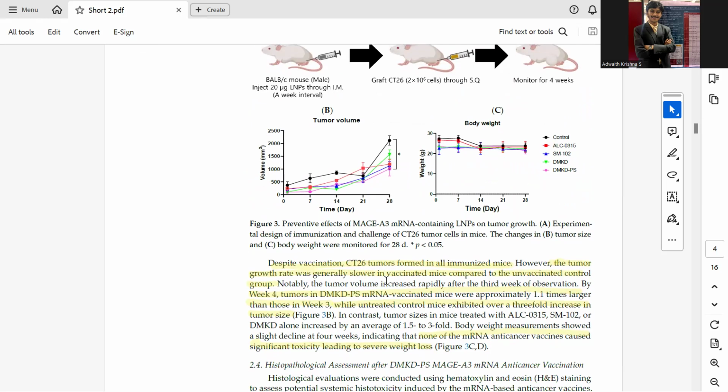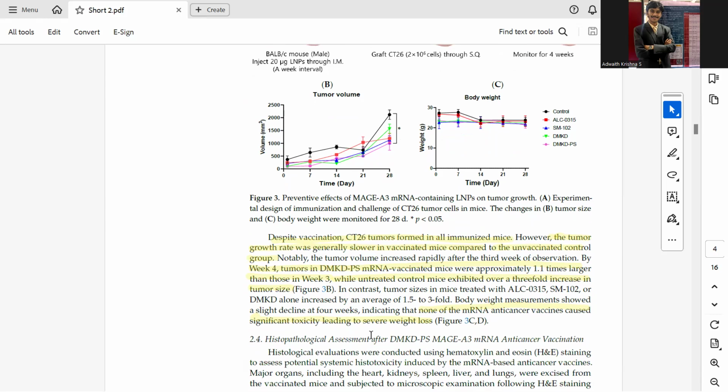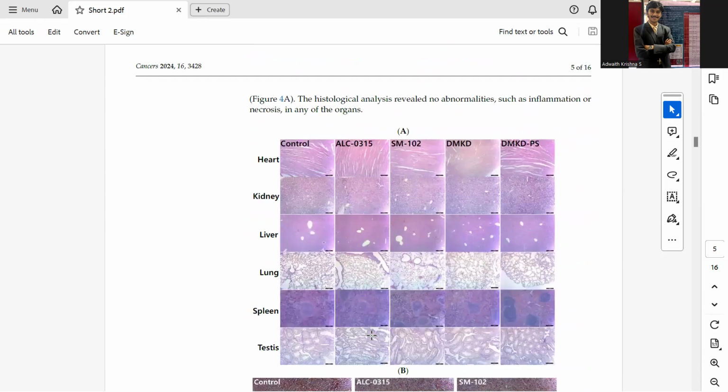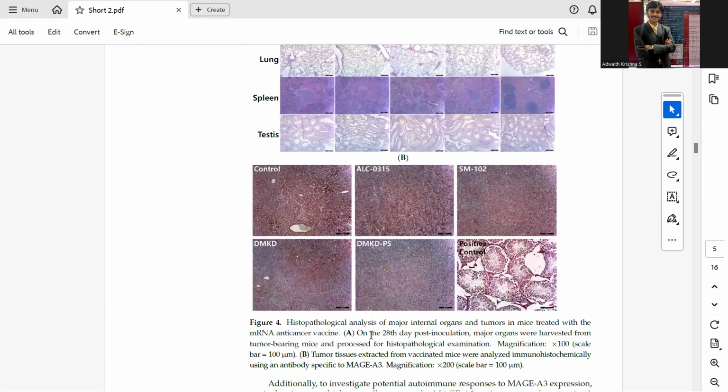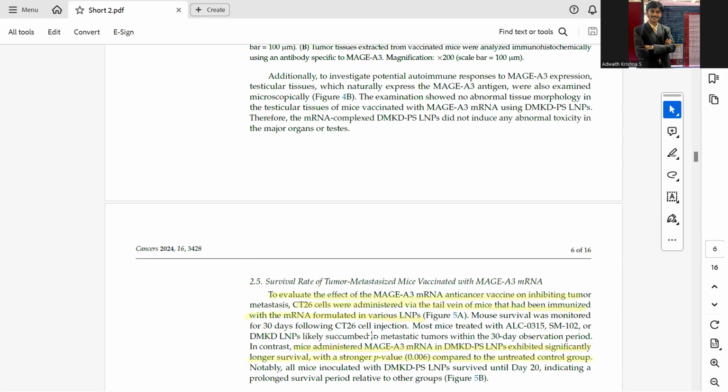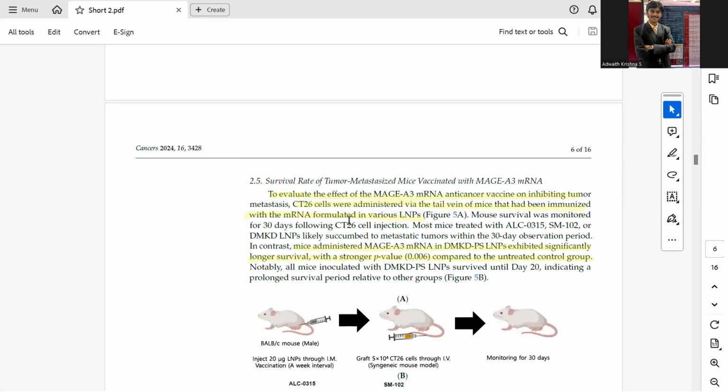By week 4, tumors in DMKD PS mRNA vaccinated mice were approximately 1.1 times larger than in week 3. But in untreated control mice, there was a threefold increase in tumor size, which is what is inhibited by the vaccine. Body weight measurements showed a slight decline, but this is not a significant toxicity. That is, it's not significant weight loss as such. Histopathological assessment was done, but skipping that, we'll directly go to survival rate.